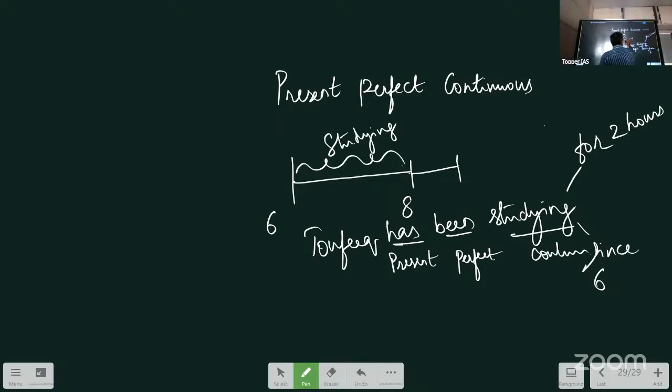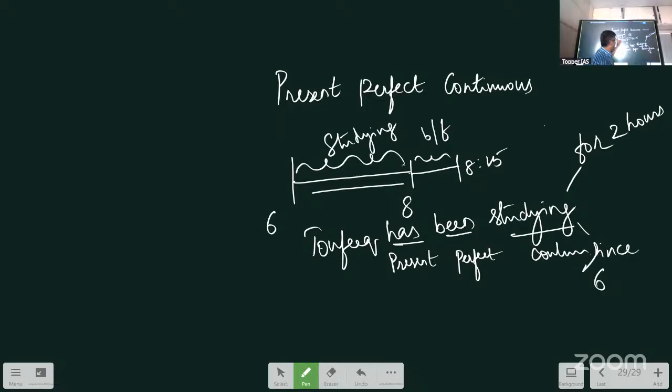Now what happens? At 8 o'clock, Taufik stops studying and he goes for breakfast. So now what will Taufik's mother say? Let us say at 8:15. She will say, Taufik has been eating for 15 minutes. Taufik has been eating since 8 o'clock. What will she say for this period now? This is over. So she will shift to past perfect continuous.